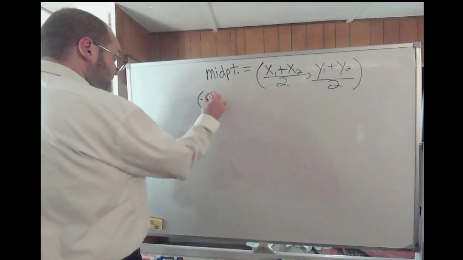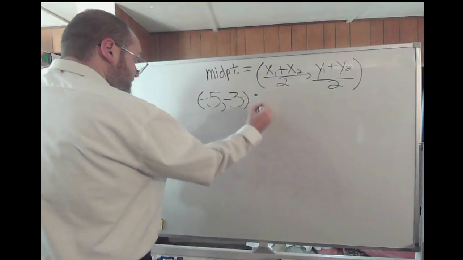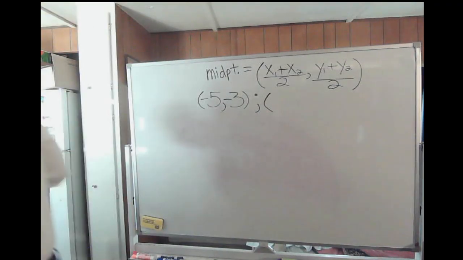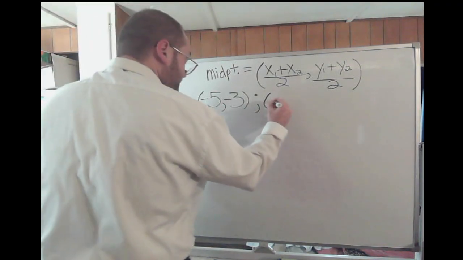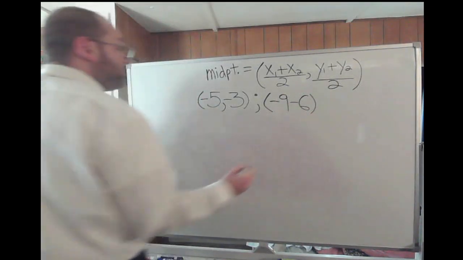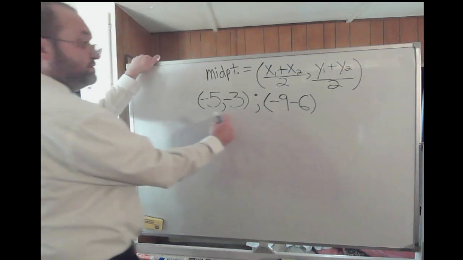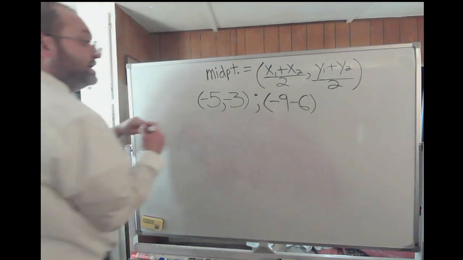We have the point -5, -3, and then we also have the point -9, -6. So we need to find the midpoint between -5, -3, and -9, -6.